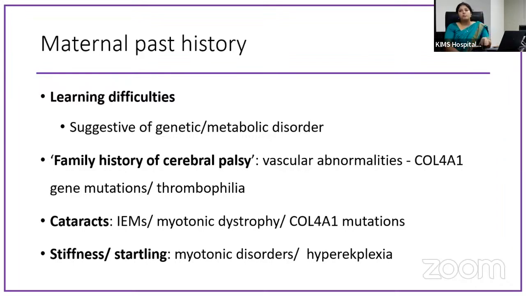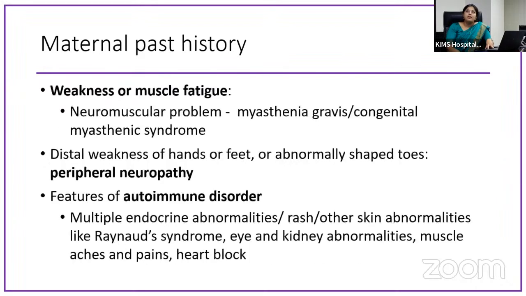Cataracts in the mother can point towards IEMs, myotonic dystrophies, or collagen formulations. Excessive stiffness or startling in the mother can point towards underlying myotonic disorders or hyperekplexia. In a mother who has weakness or muscle fatigue, it can point towards underlying neuromuscular problems like myasthenia gravis or congenital myasthenia syndromes. Now, maternal antibody-positive myasthenia gravis can result in transient weakness in the newborn, which can result in a poor respiratory drive, and can present with hypoxia and inactivity.